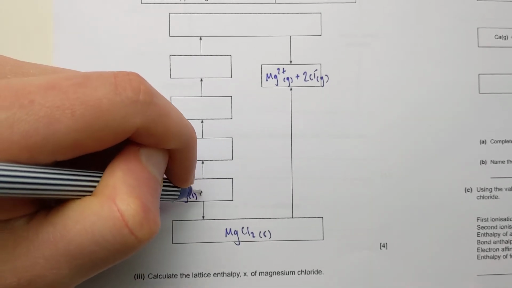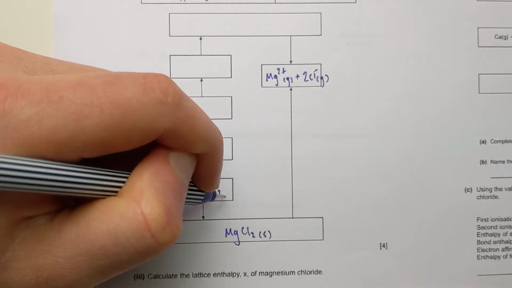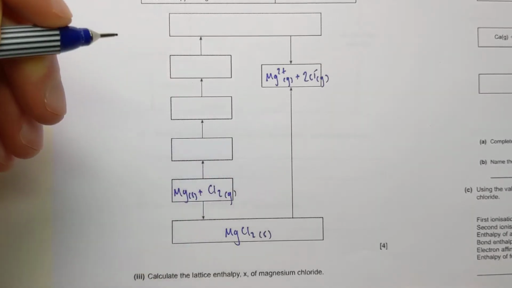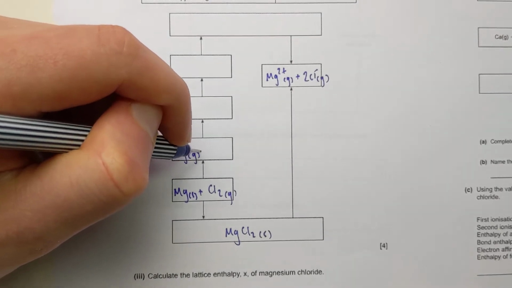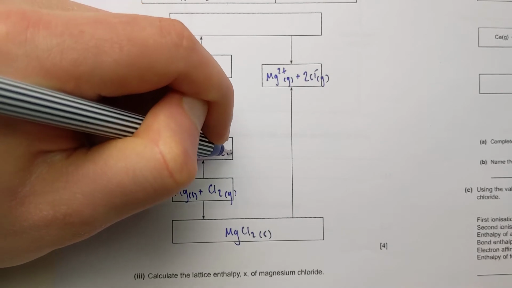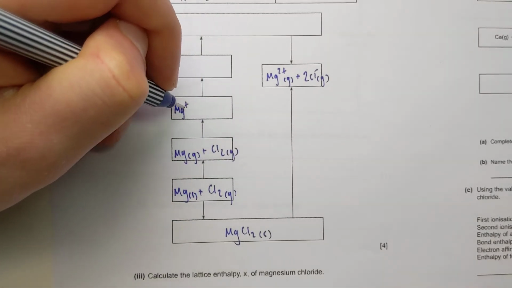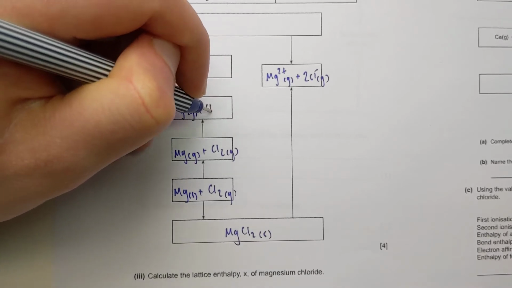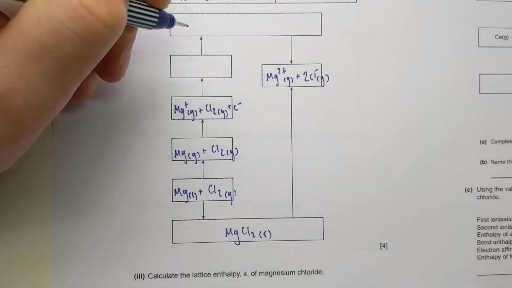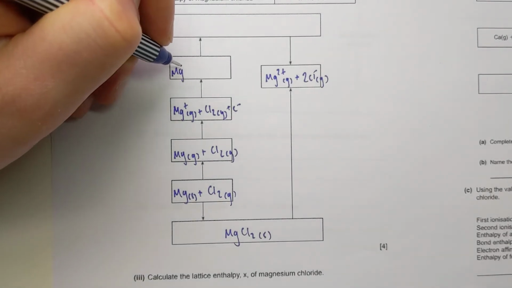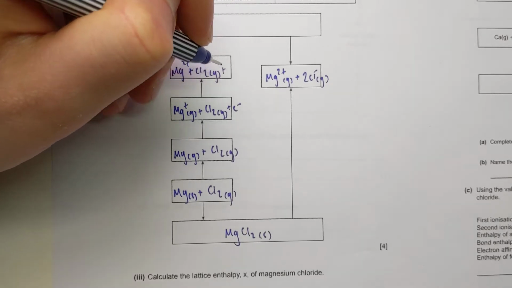So magnesium as a solid, and we'll need chlorine as a gas. We'll need 1 whole mole of chlorine because we need 2 chloride ions. Then we'll atomize our magnesium, turn it into a gas. Then we'll do our first ionization energy of magnesium, get into an Mg plus ion. And always remember to put the electron in on the other side. And then we're going to do your second ionization energy to get into Mg2 plus, giving us a second electron.